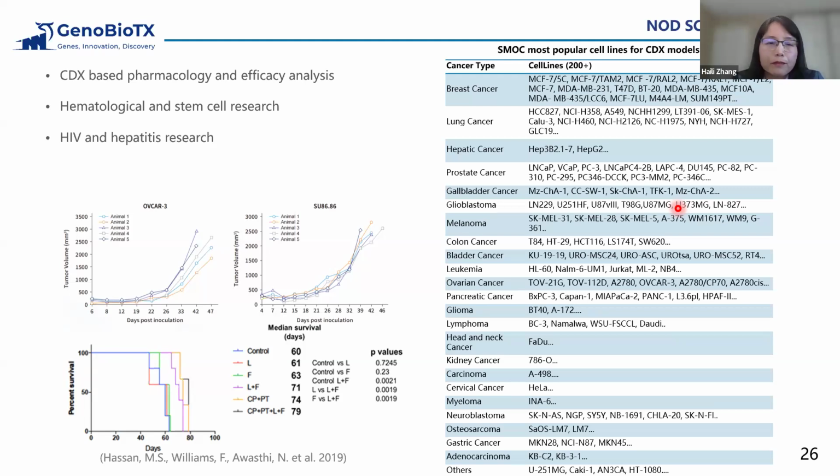So the figure below shows you the tumor growth when inoculating cancer cells into the NOD SCID mice. The tumor grows rapidly, and here it also shows the mice survival rate increased after the drug treatment. On the right, the table shows you the most popular cell lines for CDX models developed by SMOC. You can request those cell lines information through our website or any of our BD colleagues.